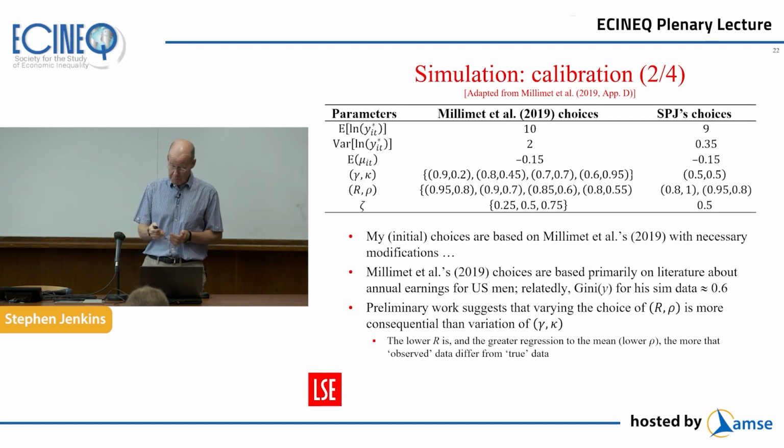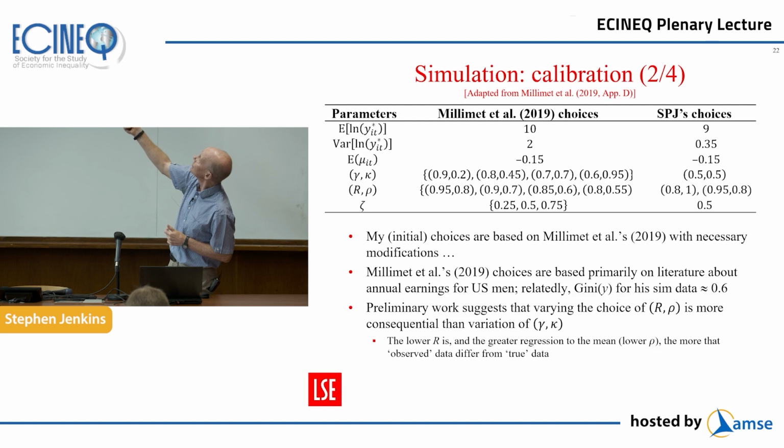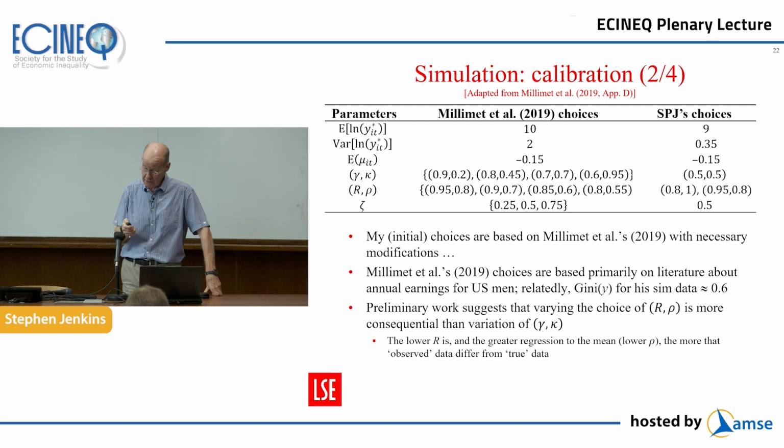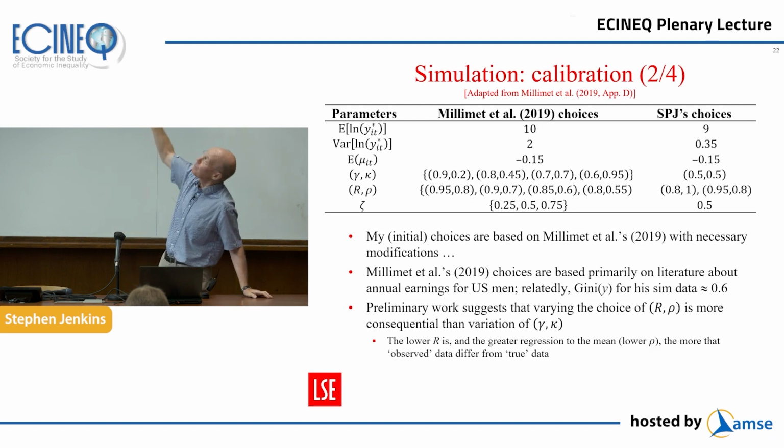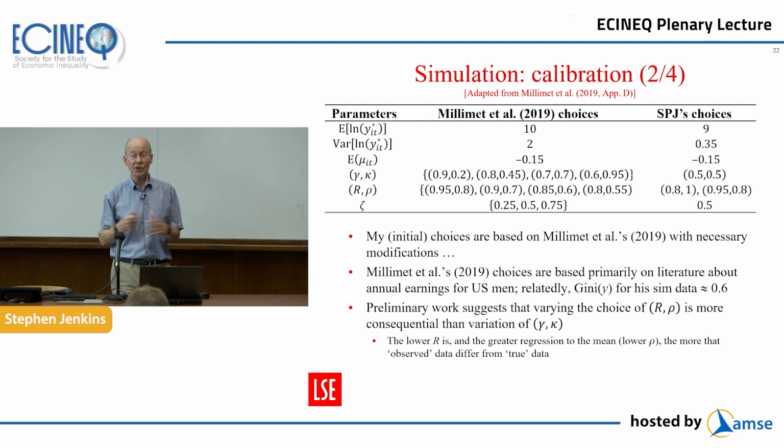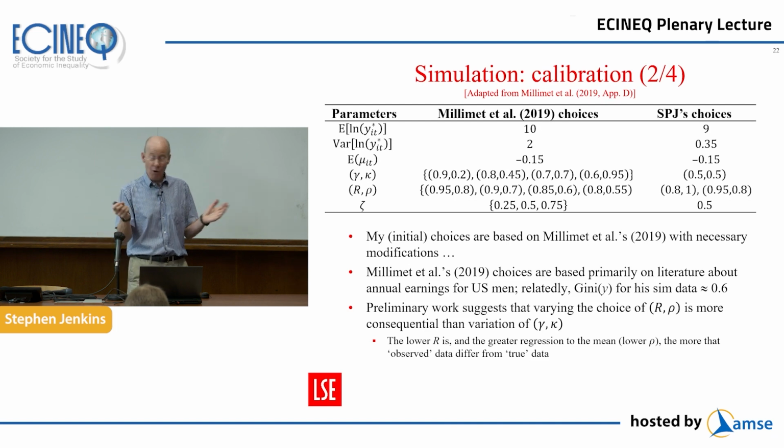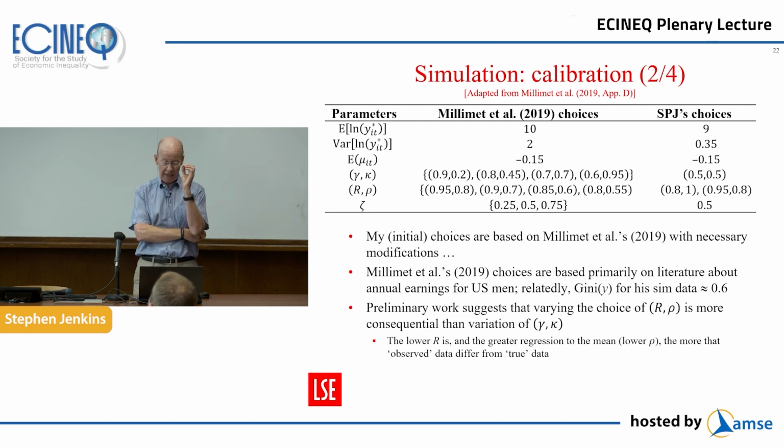Okay. So what I've put up in this table here is, for reference, what Dan Millimet and his colleagues chose for those various parameters. And on the right-hand side, I put my numbers. And the numbers are not exactly the same. Why are they not exactly the same? Well, Dan's work was to do with annual labor earnings for US men. The Gini in his simulated data was around 0.6. That does not correspond to the Gini for UK household income, which is around 0.3, 0.35.